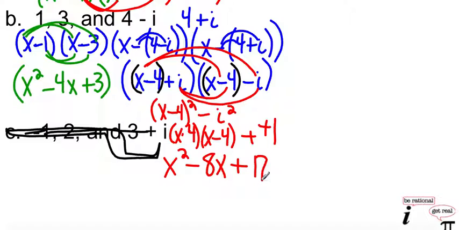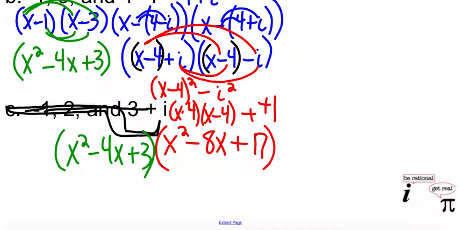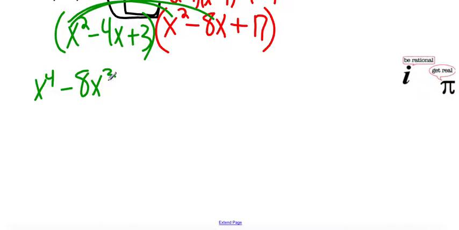Okay, so that was all the second half. Remember that green thing I said we'd come back to? Here it is. So now we need to do one big massive FOIL on these two things. We can do that. We've made it this far. All right, x to the 4th minus 8x cubed plus 17x squared.